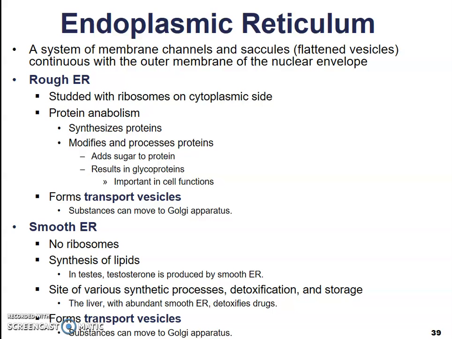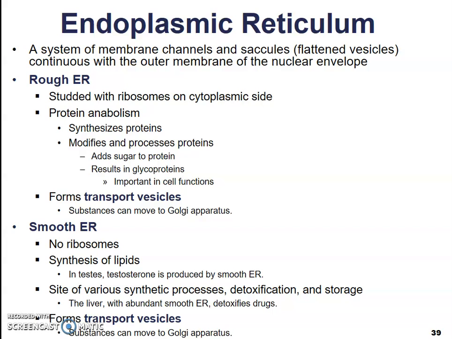There are two different types of the endoplasmic reticulum, the rough and the smooth. The rough is studded with ribosomes. Protein anabolism, they synthesize proteins there. The endoplasmic reticulum takes those proteins that are made by the ribosomes that are stuck to it and modifies them and processes them. Oftentimes it adds a sugar to that protein, which then results in something called glycoproteins, and those are very important to cell functions. The rough ER also forms transport vesicles that contain those proteins so that they can be moved to the Golgi apparatus.